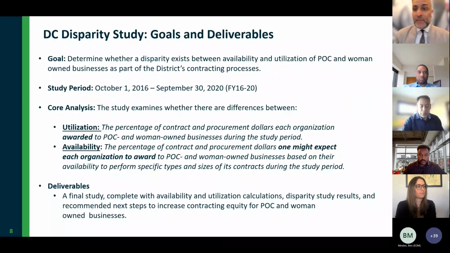The overarching goal for DC government's disparity study was to assess whether any disparities exist between the actual participation and availability of POC and woman-owned businesses as part of DC contracting and procurement. So we assessed work that DC government awarded between October 1st, 2016 and September 30th, 2020. And the core analyses, as I mentioned already, were designed to assess the degree to which POC and women-owned businesses participated in DC government work during the study period and their availability for that work, and assessed whether any differences exist between those measures.